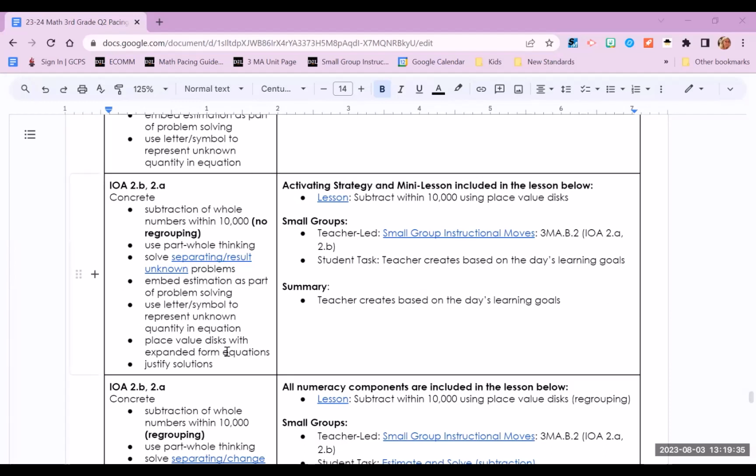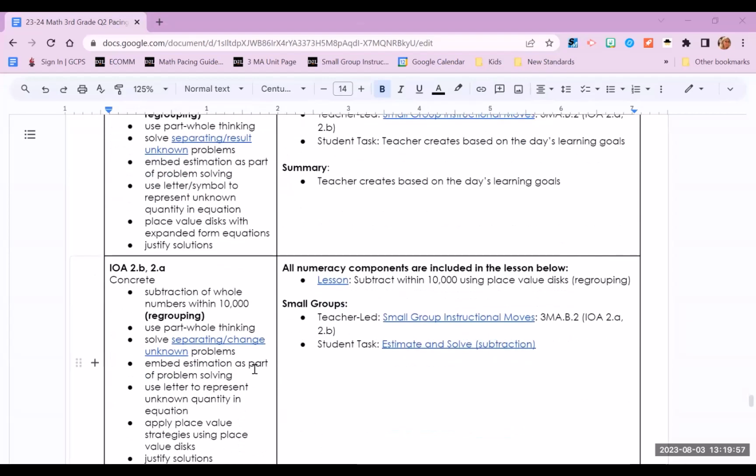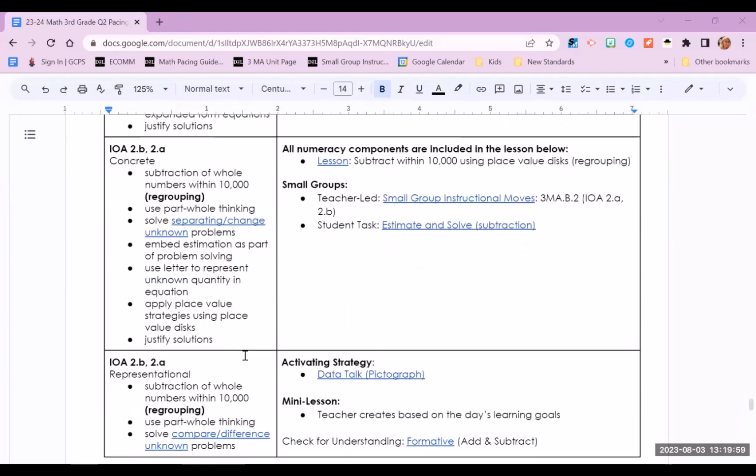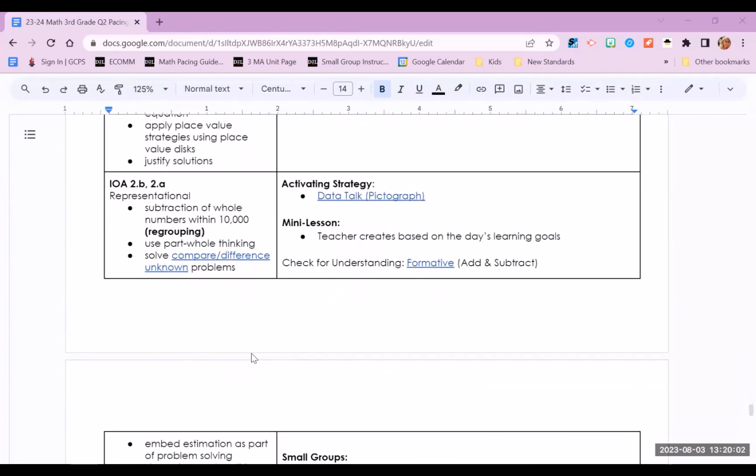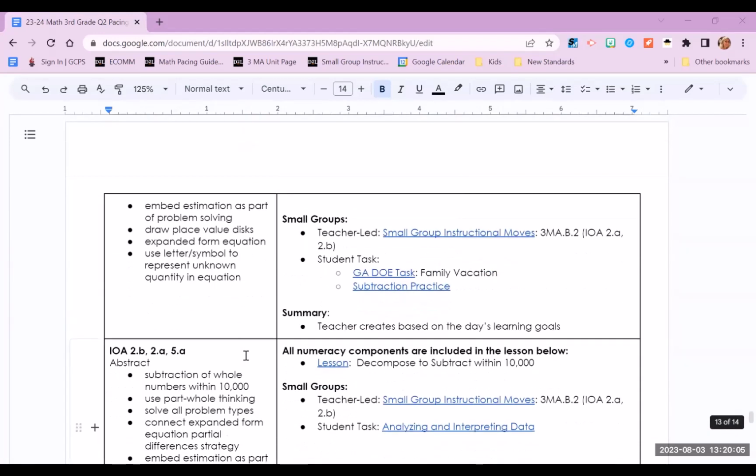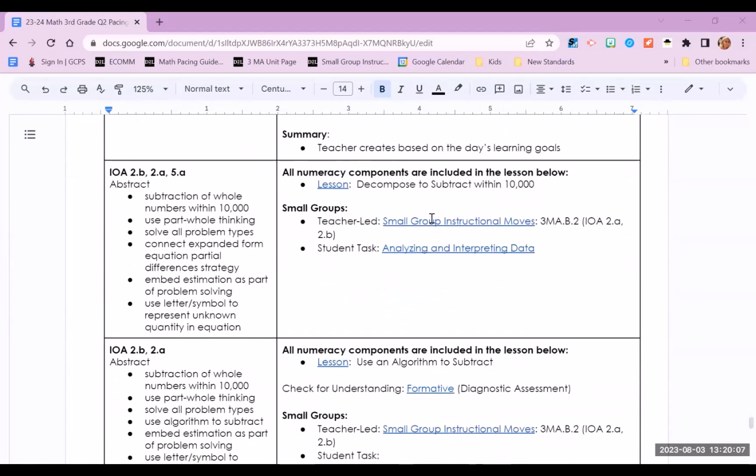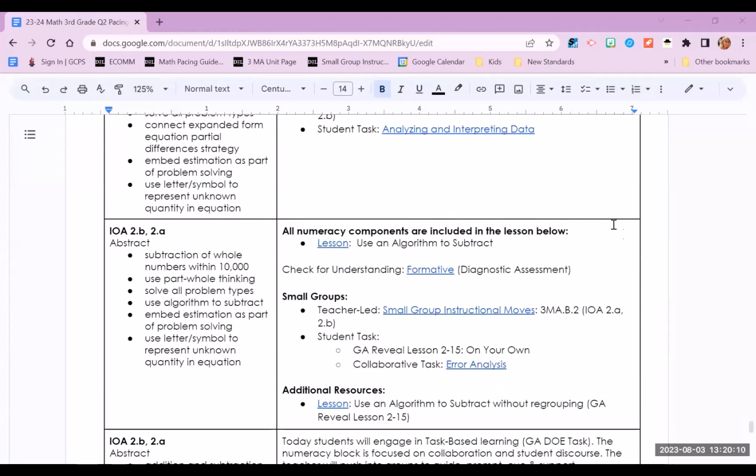Then we transition to subtraction within 10,000, following the same progression as addition. We will begin subtracting two multi-digit numbers without regrouping using place value disks while including the expanded form equations. Next, we will subtract with regrouping, moving towards more abstract strategies. You will see we will decompose to subtract within 10,000, and we will also use an algorithm to subtract.